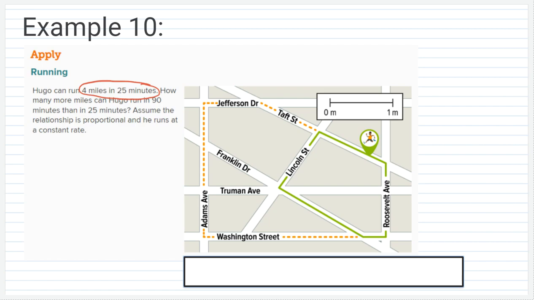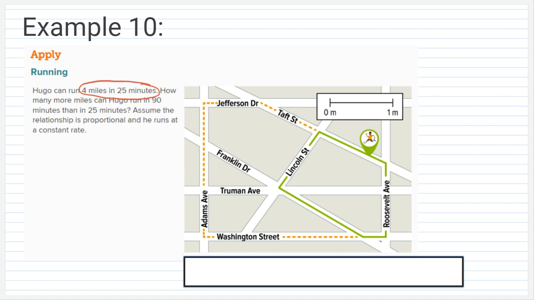Now with this problem, it really doesn't matter the order in which you do your y and x, because this problem doesn't tell us if miles is y or if miles is x. You can solve this problem either way as long as you keep in mind how you are relating those two values. So if you pick y to be miles and x to be number of minutes, make sure you keep that consistent.